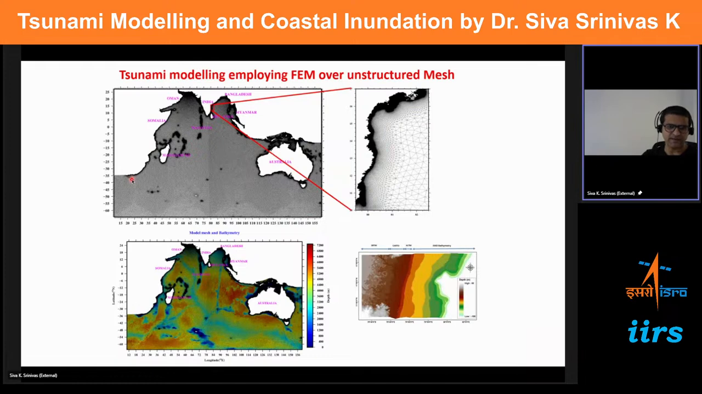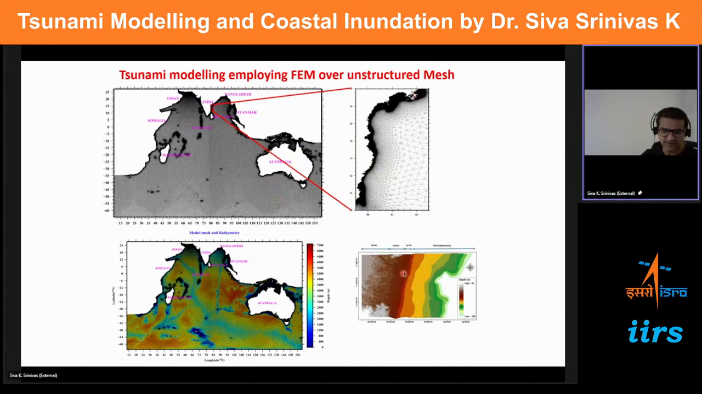So this is a typical mesh of the Indian Ocean. The Indian Ocean meshed with an unstructured grid. This is a typical bathymetry. This is how an unstructured grid looks. When we zoom in at the required portion, we can have the required resolution. Here, the resolution is around 100 meters. In the deep ocean, the resolution is around 10 kilometers.